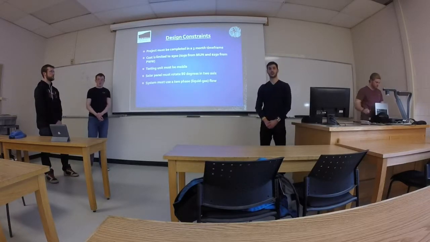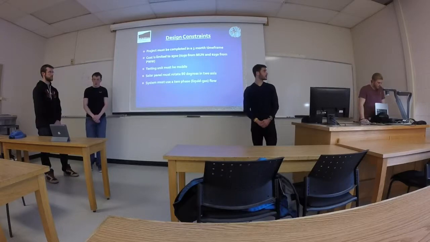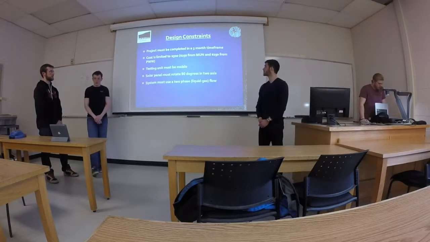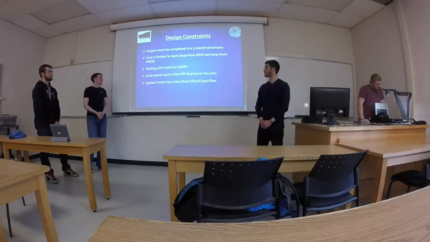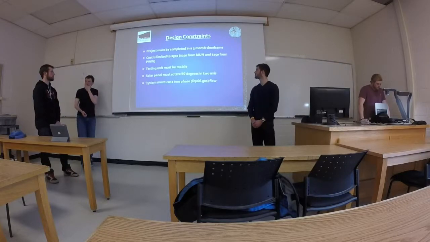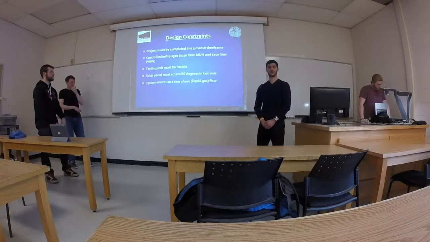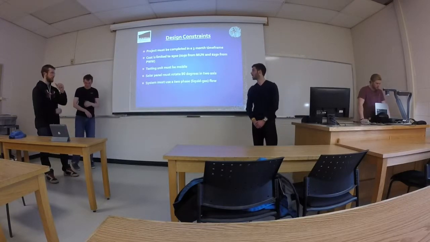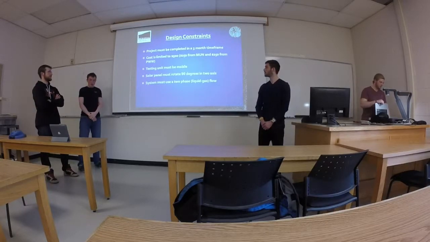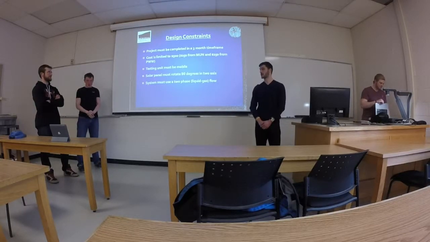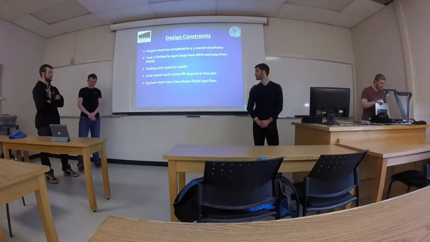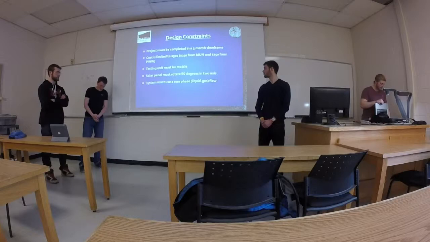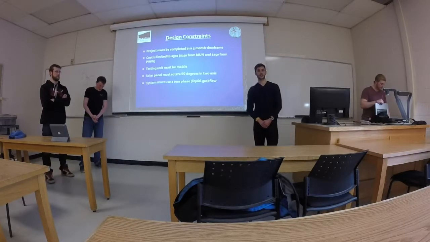So, some of the design constraints, which all groups have been considered with, was the project must be completed in a 3-month time frame. We're limited to a cost of $500, $250 from MUN, and $250 from ourselves. The testing unit must be mobile, and the solar panel must be able to rotate 90 degrees in 2 axes. And we also must have a system with 2-phase flow, which includes liquid and gas.